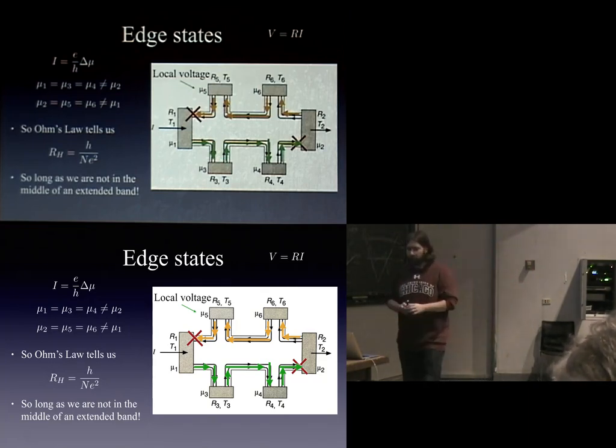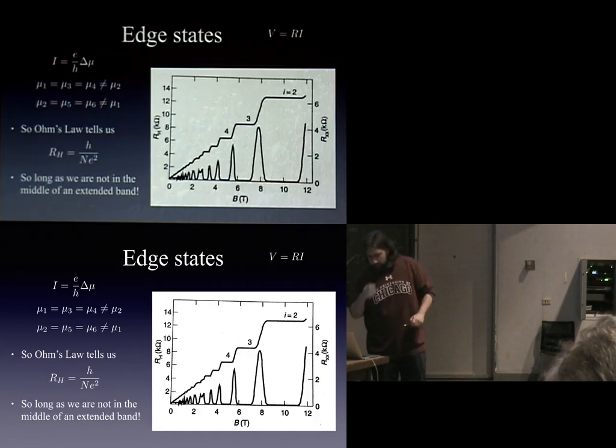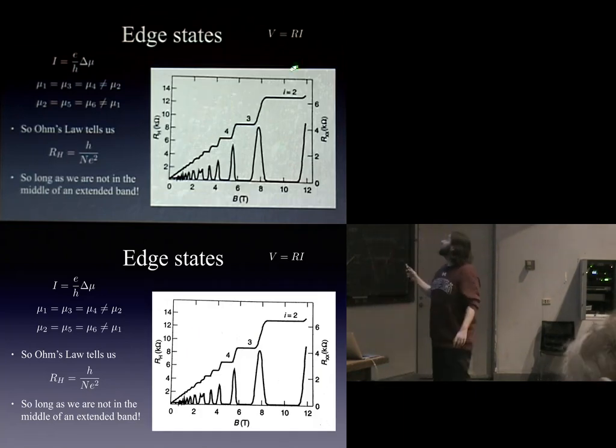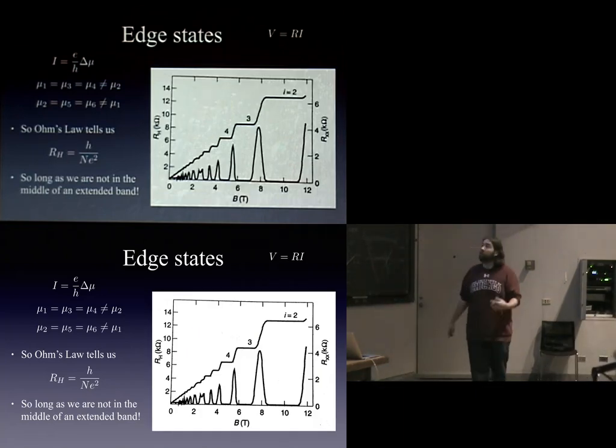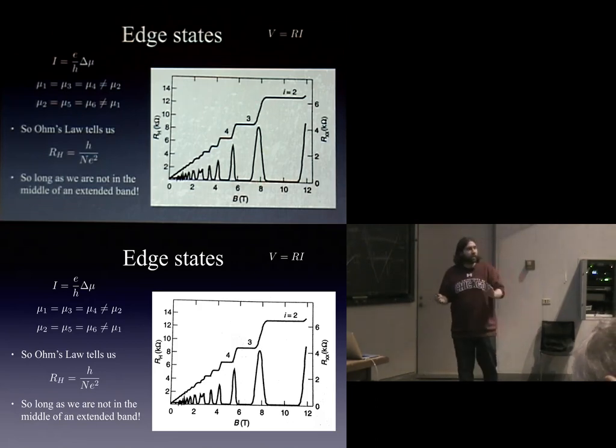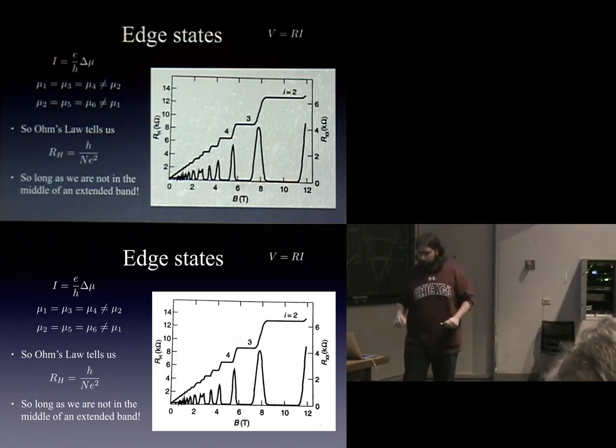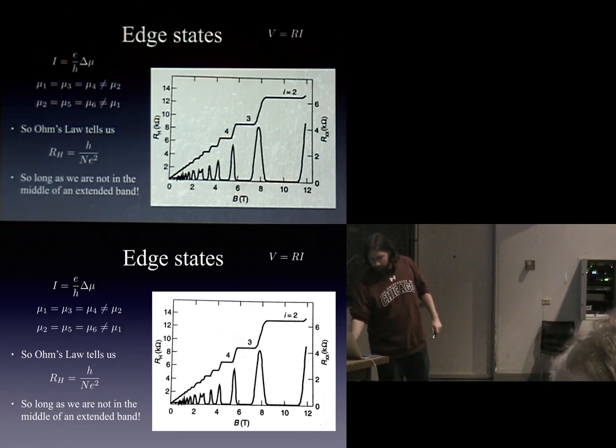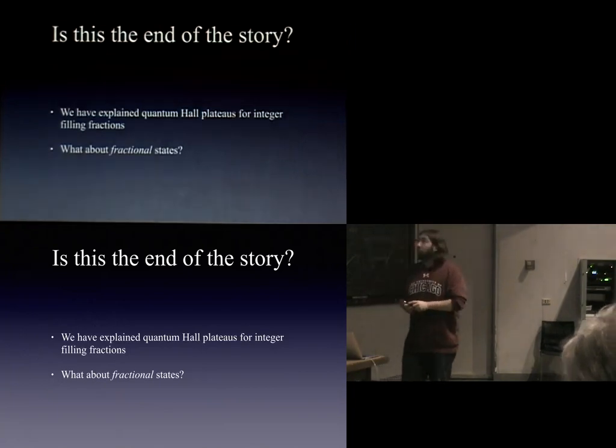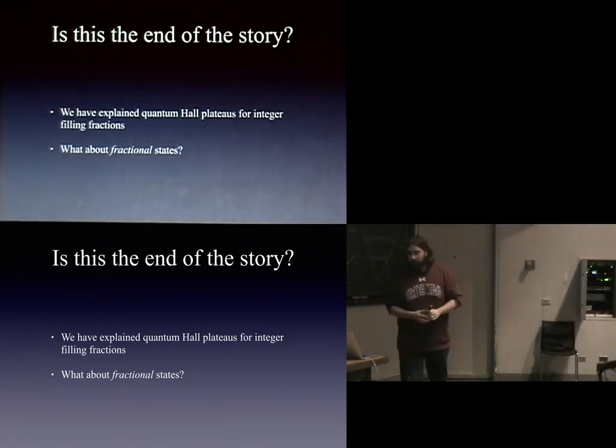So from this edge point of view, you can perfectly predict that these plateaus exist, and they should be reasonably robust, as long as we aren't happening to be in this awkward middle area where this idea of just charge carriers on the edge really breaks down. Are there any questions about this? No, good. All right. So the question is, is this the end of the story?